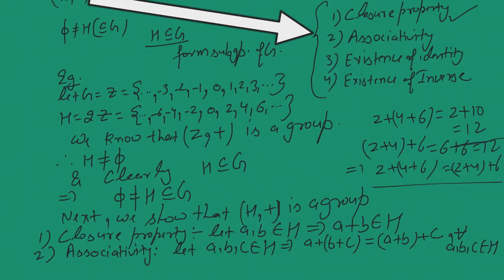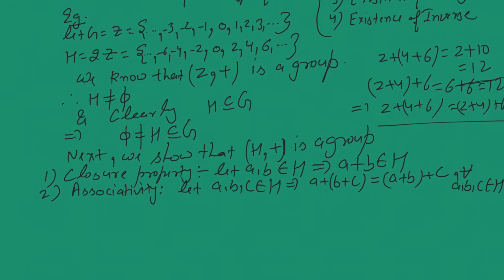Now next we see the existence of identity. Associativity is proved. Next we see the existence of identity.